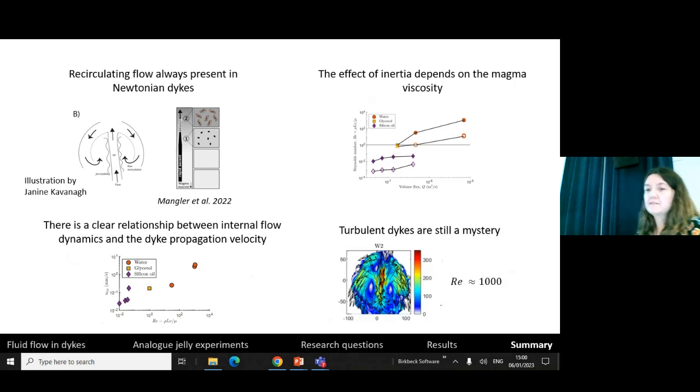Finally, the fastest flow we were able to create, with the largest Reynolds number, had a Reynolds number of around 1,000, and this was the highest setting of our injector, so we couldn't create a faster dike than this. This is on the cusp of what is predicted to be the Reynolds number that allows turbulence in dikes. But this isn't turbulent, because turbulence is characterized by chaotic, non-structured flow, and this has a very clear defined structure. So we haven't achieved turbulence yet, but it's something we're interested in. Can the fluid flow in dikes ever become turbulent, and what would that look like? So yeah, thank you.